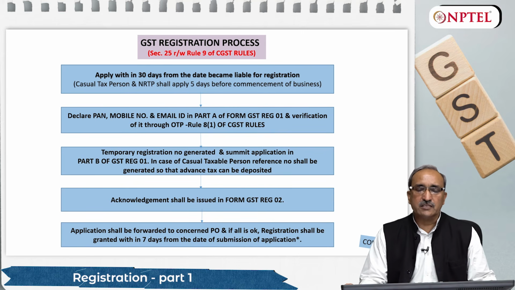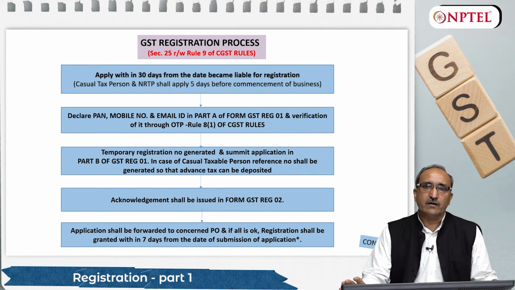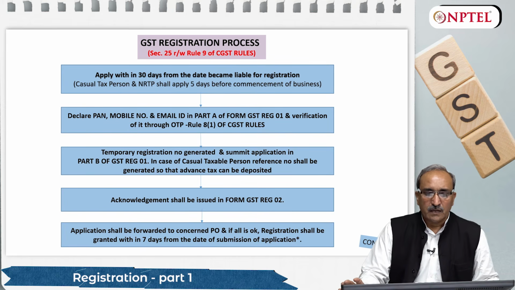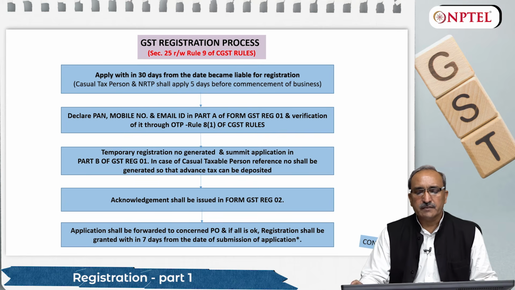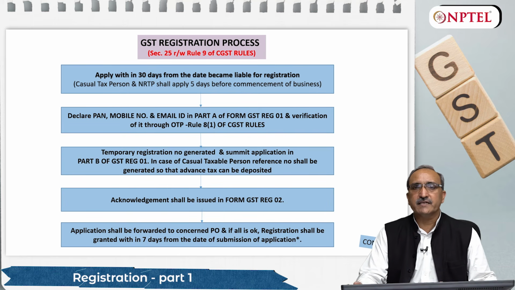And if you are a casual taxable person, meaning you are going for a particular exhibition in another state where you don't have any GST registration or any business establishment, then a temporary registration number will be generated and you submit an application in Part B by giving basic details of your business on the portal. And for a casual person, there is a need to deposit tax in advance. So once this number is generated, the casual taxable person is supposed to pay a certain amount of GST to the tax authorities based upon his estimates.